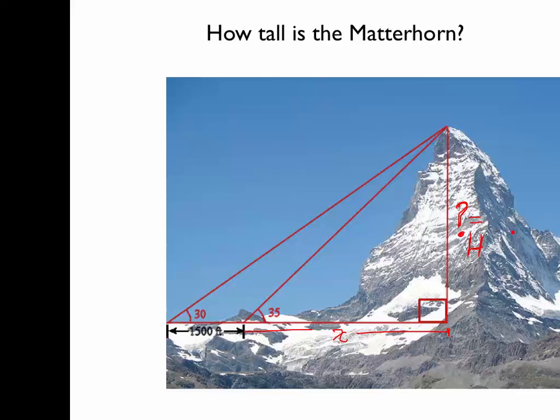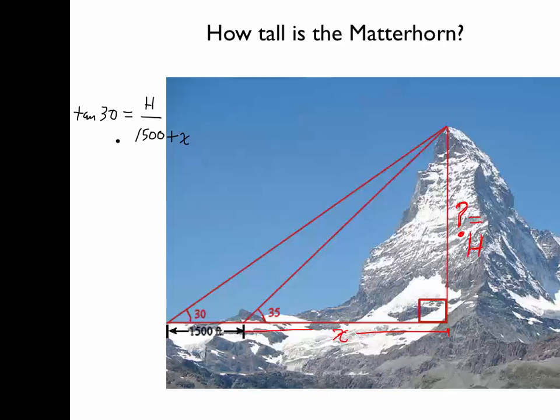Wouldn't that help you find that? In a roundabout way. So we have information about the adjacent. We want to know the opposite. So what brings together adjacent and opposite? Tangent. Tangent of 30 would equal what? Opposite over, well, now what's the adjacent? So this is 1,500 from here to here, and we're calling this X. So the adjacent would be 1,500 plus X. So we've got two unknowns.